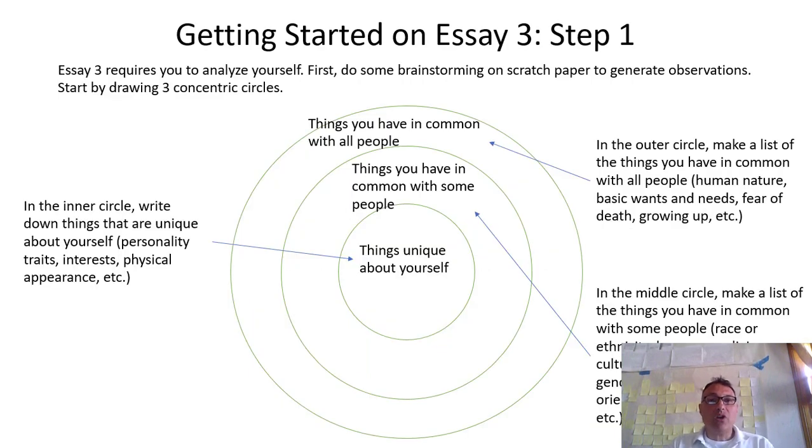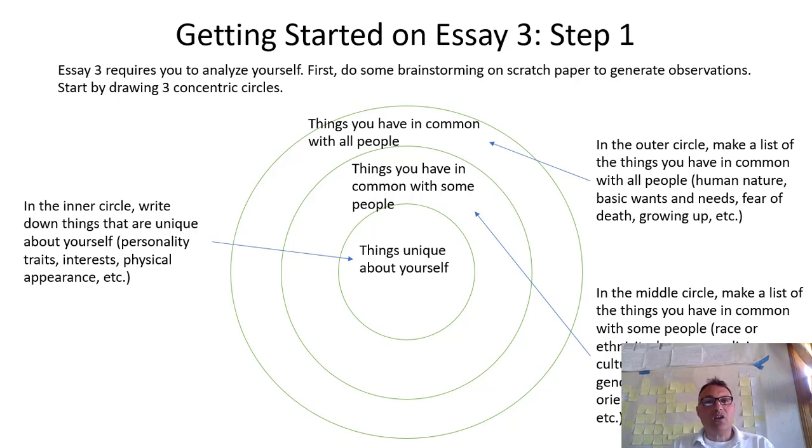So, okay, some brainstorming for essay three. Essay three is asking you to figure out what advantages or disadvantages you have because of the group you belong to. So first of all, make a diagram of yourself. Make a couple of concentric circles. In the middle, try to make a list of words that describe who you are as a unique person, things that are unique to you that you don't share with other people. Personality traits, maybe hobbies or interests, maybe experiences you've had in life.